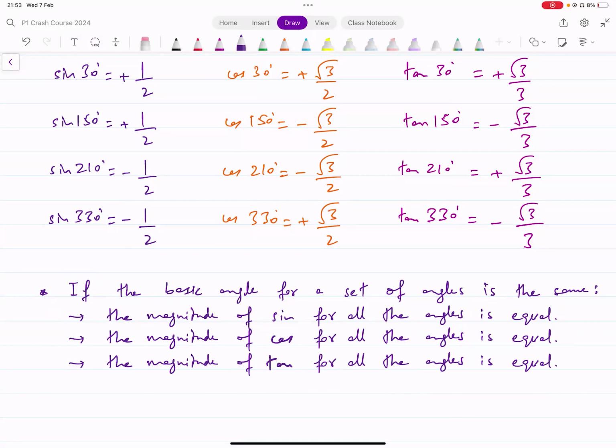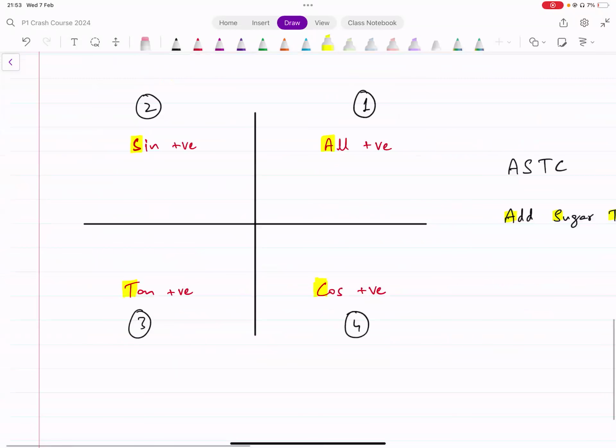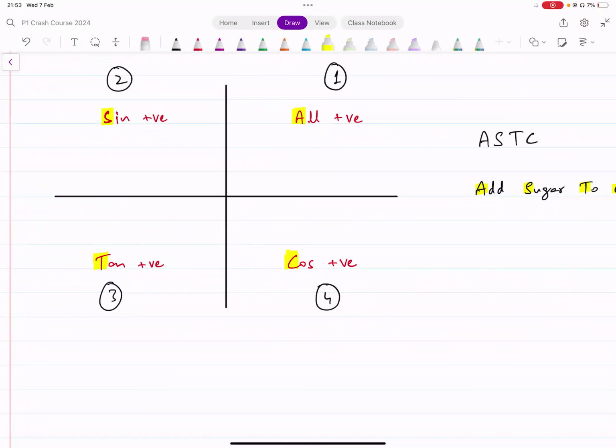This is an important result. If the basic angle is the same, that means the sines of all of those angles are the same. The cos of all of those angles are the same. The tan of all of those angles is the same as well. The magnitude is going to be the same. The only difference is going to be the positive or negative sign. And how is that decided? The positive and negative signs are decided by which quadrant that angle is in.